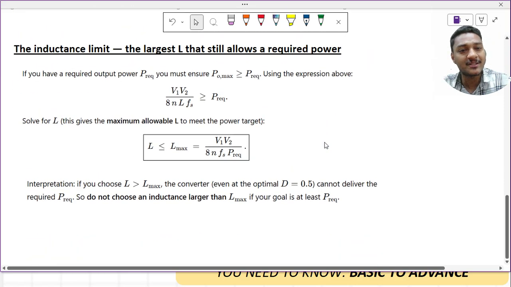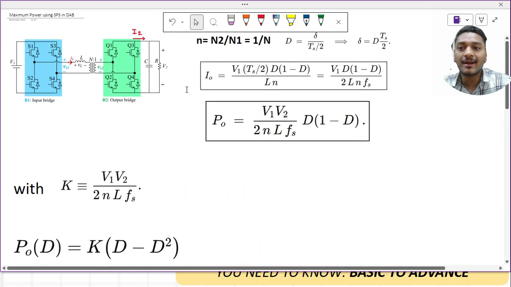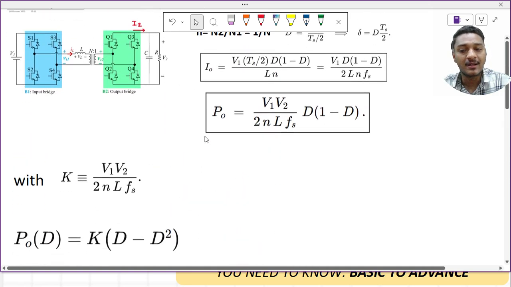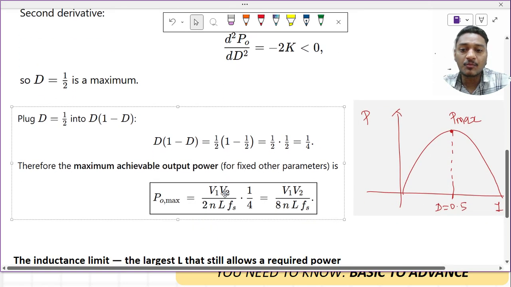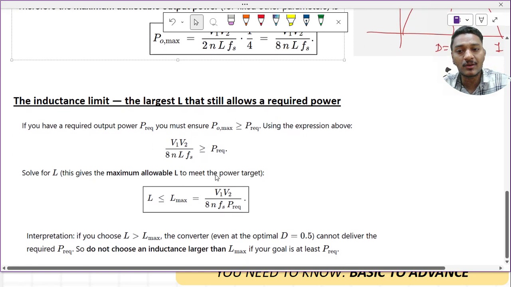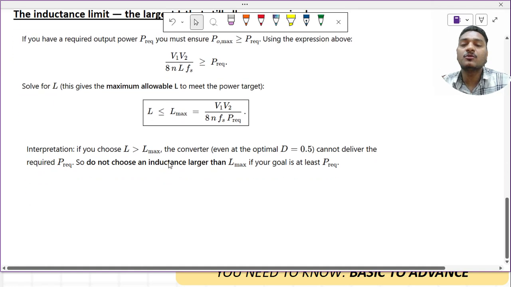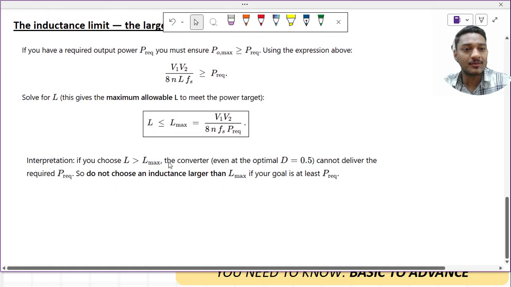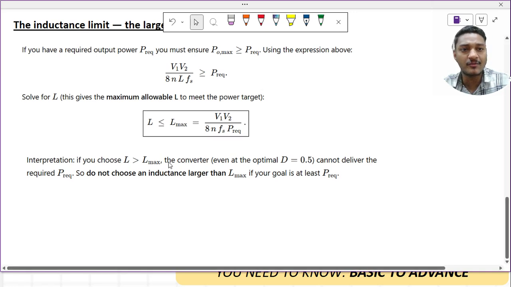These all things we will see again in the next class as well. But the ultimate motto of this video is the maximum power we can achieve in the DAB converter, how we have derived that, and the formula for P out maximum, which we have seen. Another important aspect we have learned here is the limit of the L value, and this should be less than L maximum. This is the continuation of the previous part, because the previous video was a bit lengthy, so that's why we made one separate, small video on this.